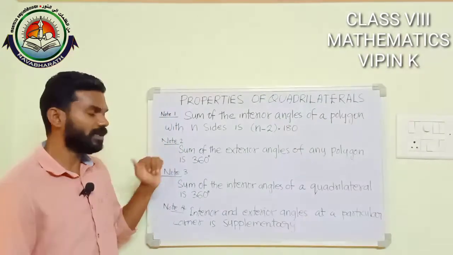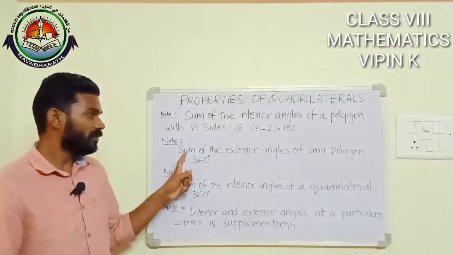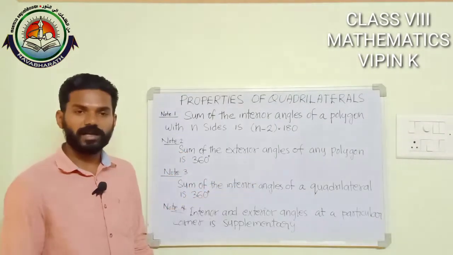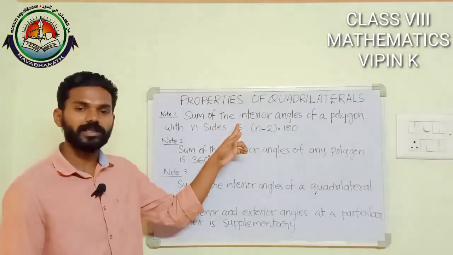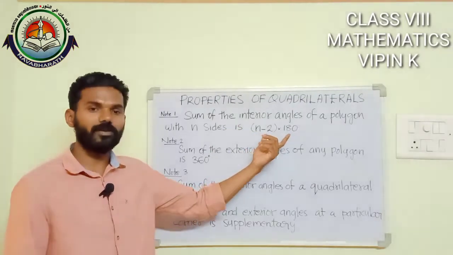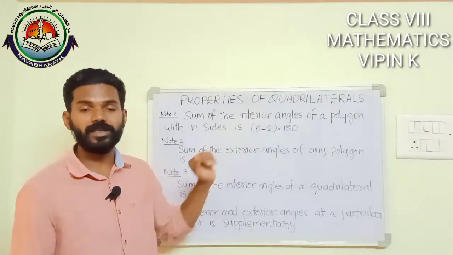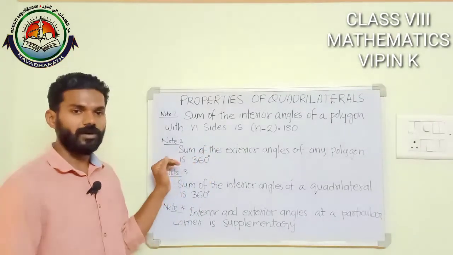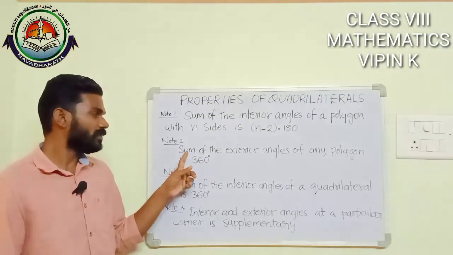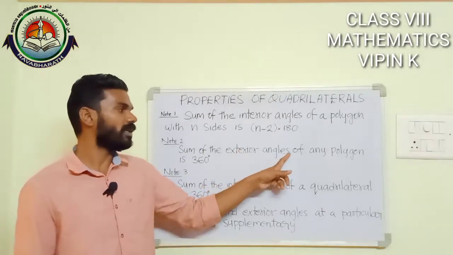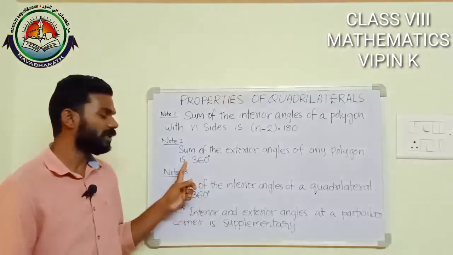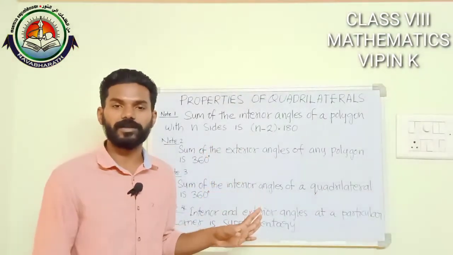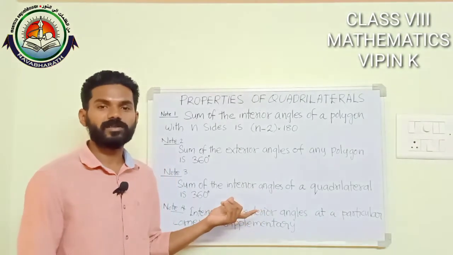Now read the second one. It is about exterior angles. In the first note, we discussed the formula for the sum of interior angles of a polygon. And in note 2, the sum of the exterior angles of any polygon is 360 degrees. What does it mean?